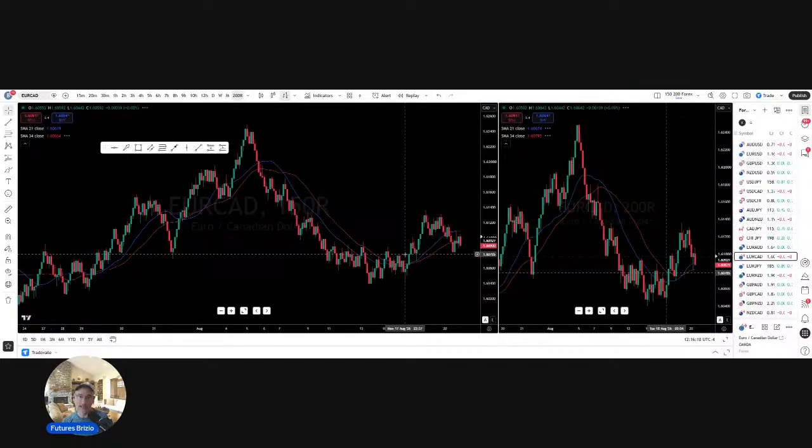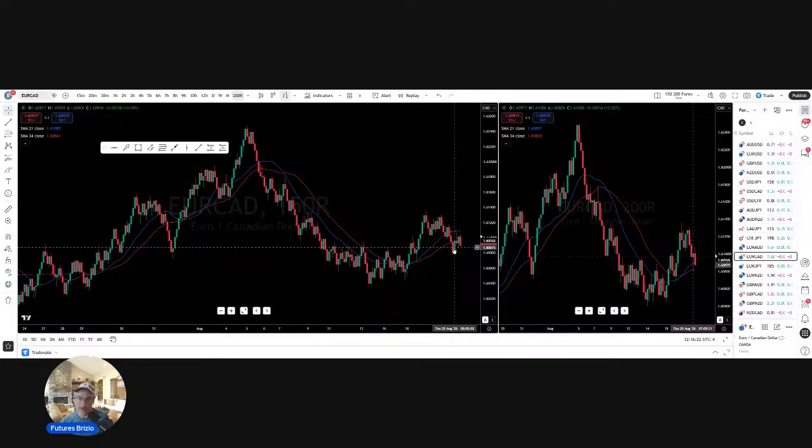Euro Canadian. I was long. This was again the candle I took it off this morning. We saw price start to break higher, pull back towards the moving averages, and then when I saw it break, this alert got triggered here. We had this move higher, and now it looks like maybe we're going to start bending lower. So those are the three trades I'm in right now.